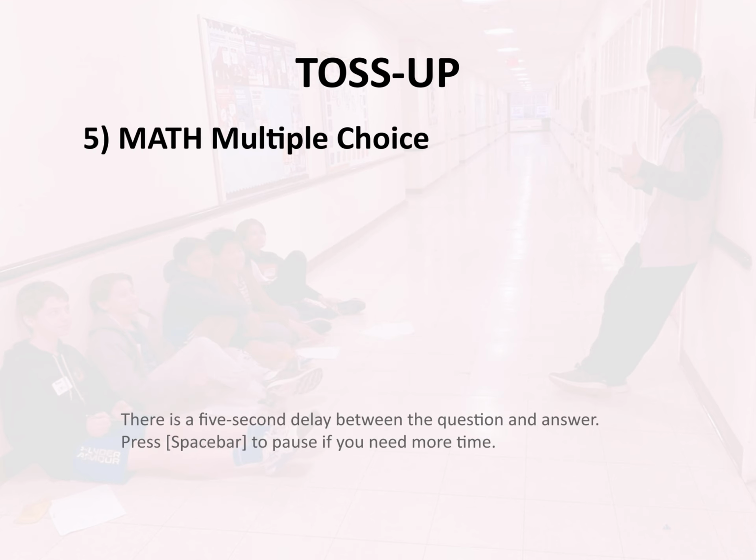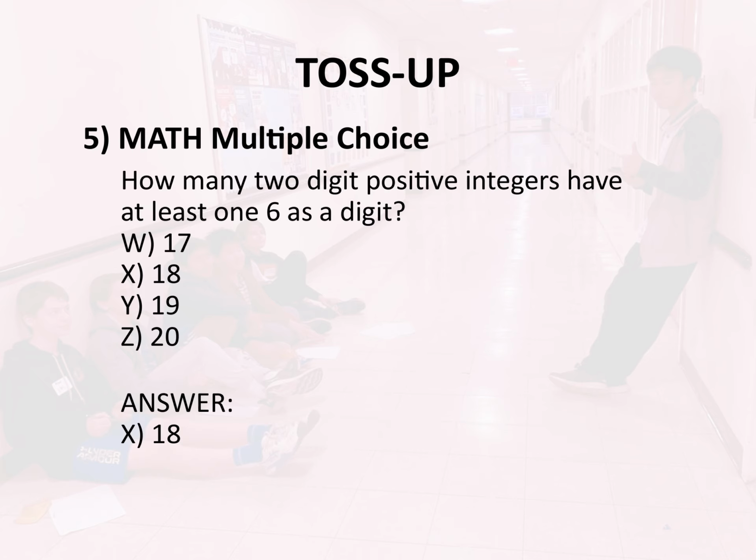Toss-up 5. Math. Multiple choice. How many two-digit positive integers have at least 1 6 as a digit? W. 17, X. 18. Y. 19. Z. 20. Answer, X. 18.